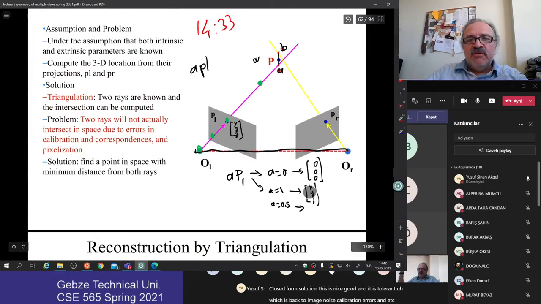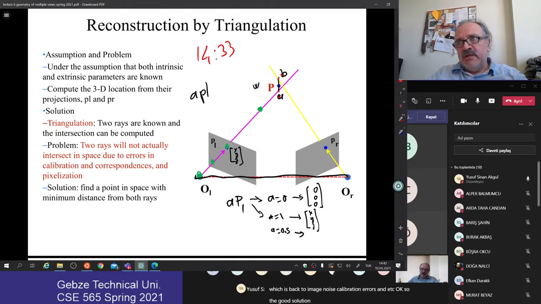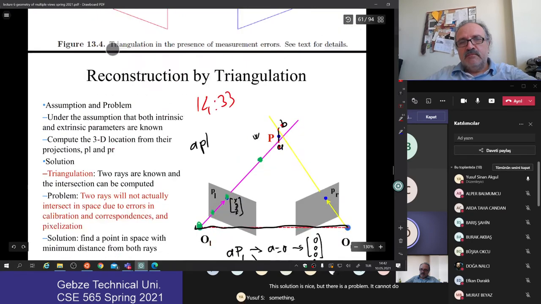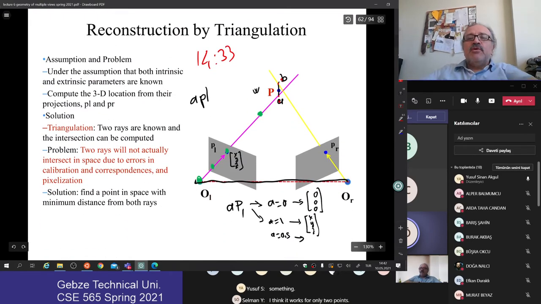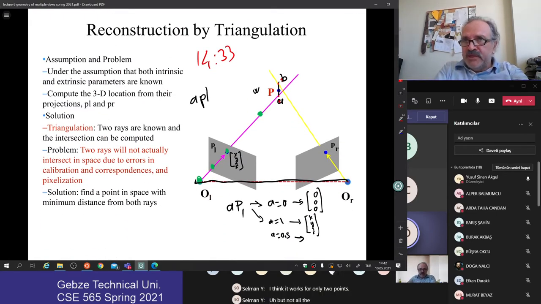Okay, it's a good solution, but you know the question, what is the problem with the solution? The solution is nice, but there is a problem. It cannot do something. I think it works for only 2 points. It works only for two views, right? What is the definition of stereo? More than one view of the same scene.